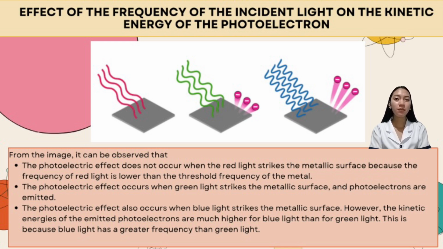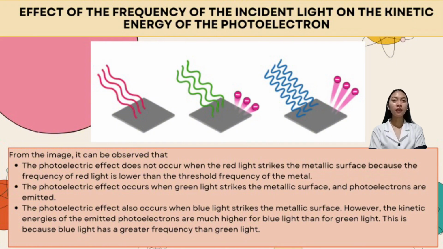As you can see in the picture, the photoelectric effect does not occur when red light strikes the metallic surface because the frequency of red light is lower than the threshold frequency of the metal. The threshold frequency is the minimum frequency of light required to provide enough energy to overcome the work function of the metal and emit photoelectrons. Below this frequency, the energy of the photon is insufficient to release electrons.